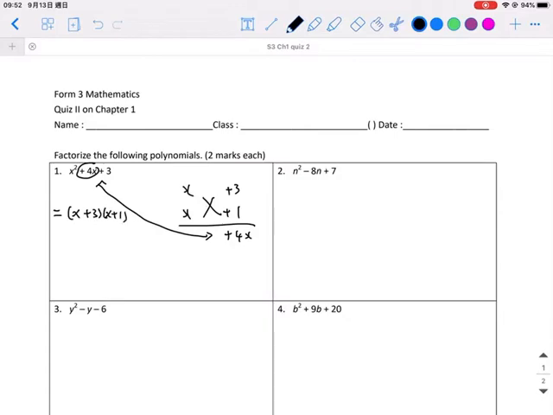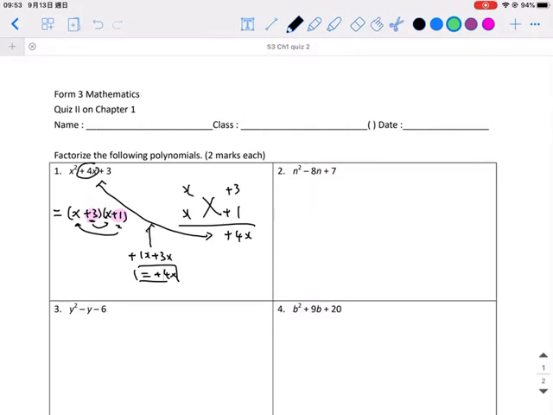And how can we check the answer? This is the technique of checking the answer. 3 times 1 is equal to positive 3, and then the second item is positive 1 times x, and then positive 3 times x, which add together is equal to positive 1x plus 3x. Okay, the answer is positive 4x, which matches our second term.